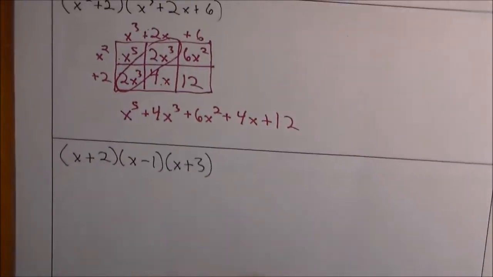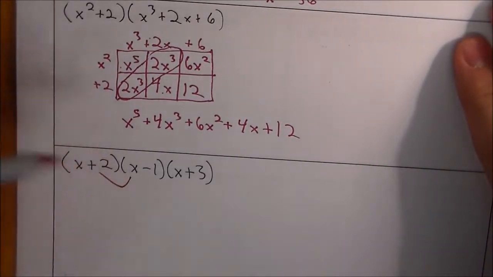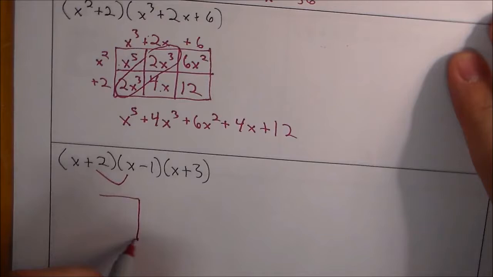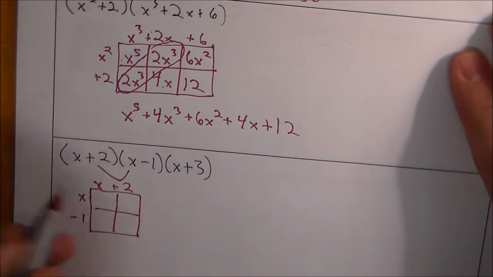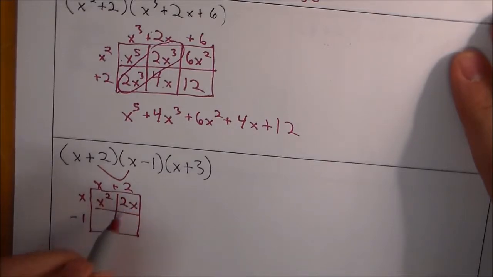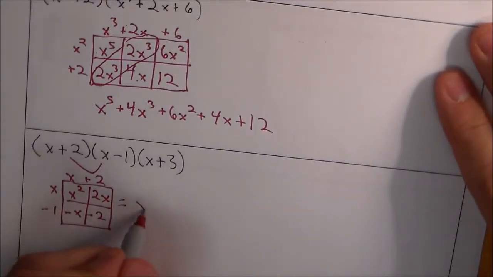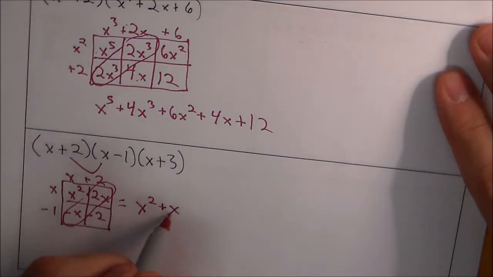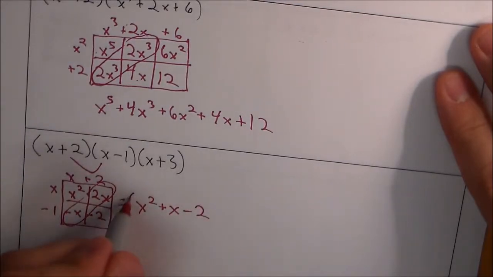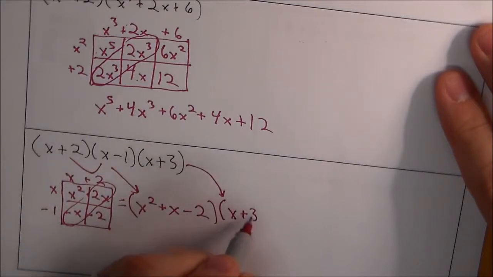Now, what if we have 3 binomials? What we're going to do is just do 2 at a time, get an answer, and then multiply that answer to the third one. So first off, let's go x plus 2 and x minus 1. So we got x squared, 2x, negative x, and negative 2. This gives me an answer of x squared, 2x and negative 1 is a positive x minus 2. That's what I got from here. I bring down x plus 3.